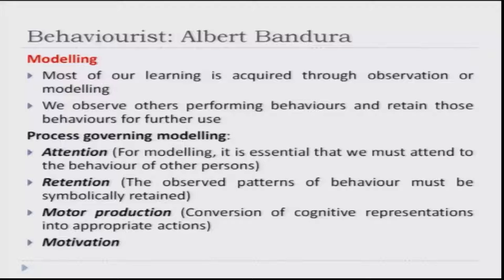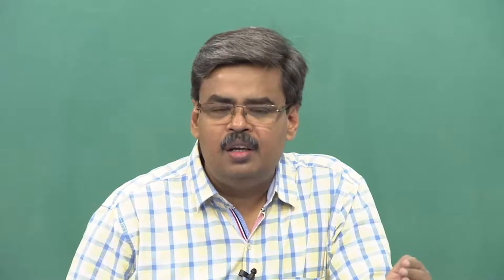Third, when you start converting whatever you have retained, the symbolic retention, into some cognitive representation, into appropriate actions, the manifested behavior comes closer to the symbol that you had retained. This is how attention helps you retain, and retention, when you succeed in converting it into an overt action, is the motor production part. And then of course, there is a motive behind that, and this governs the entire process of modeling.